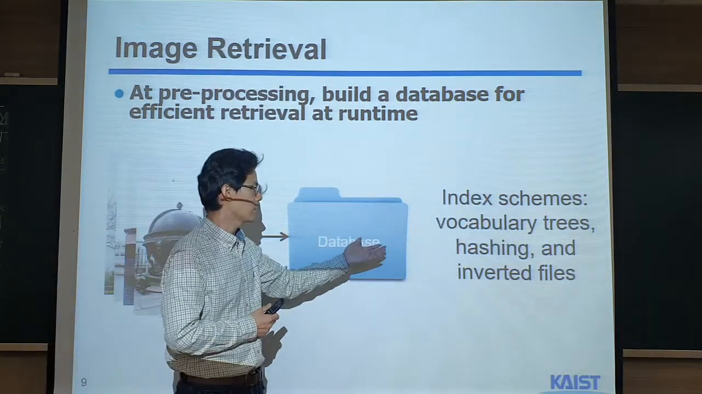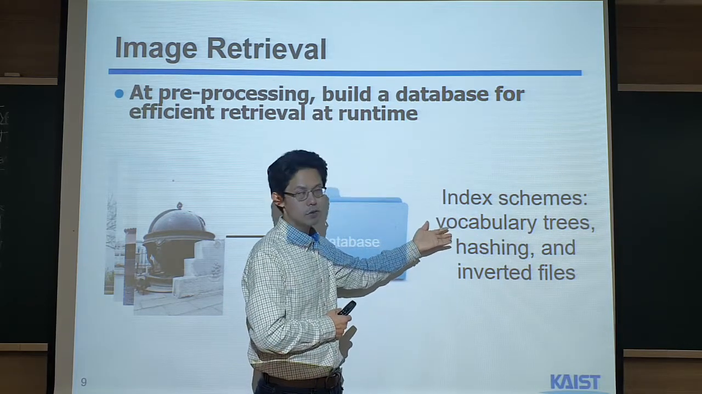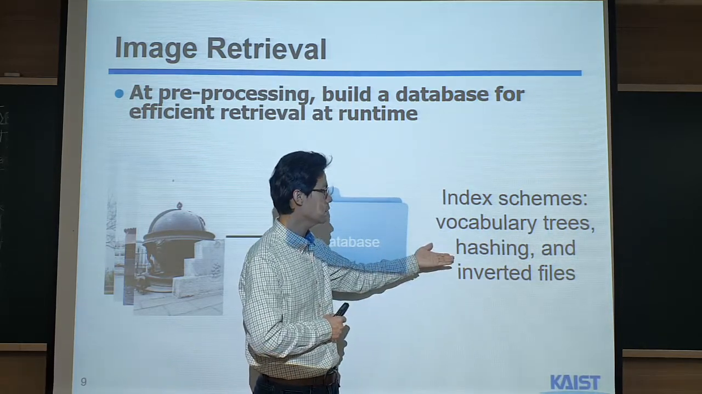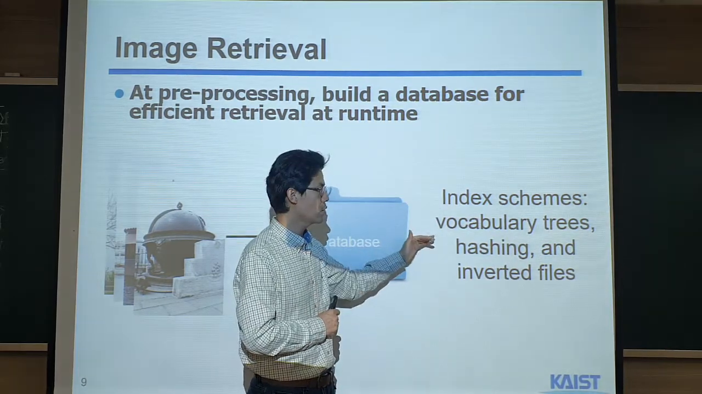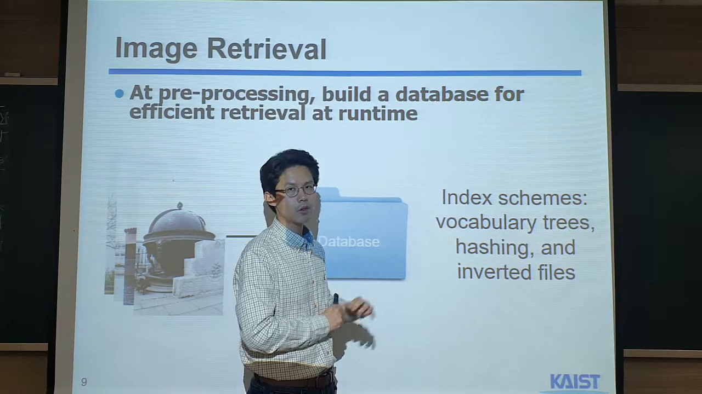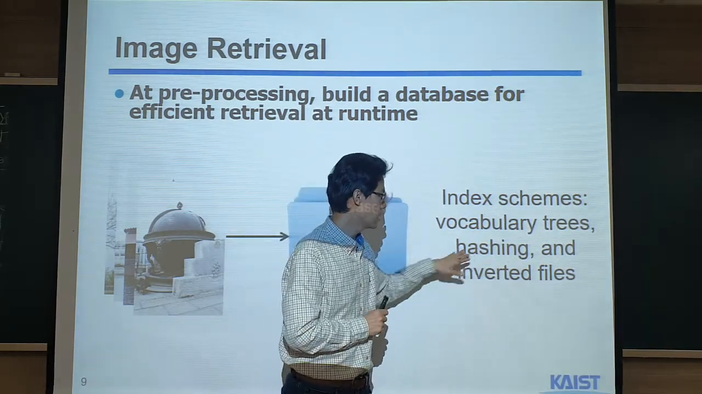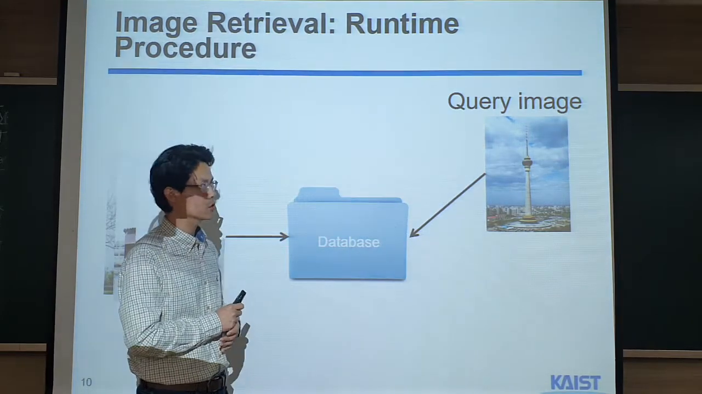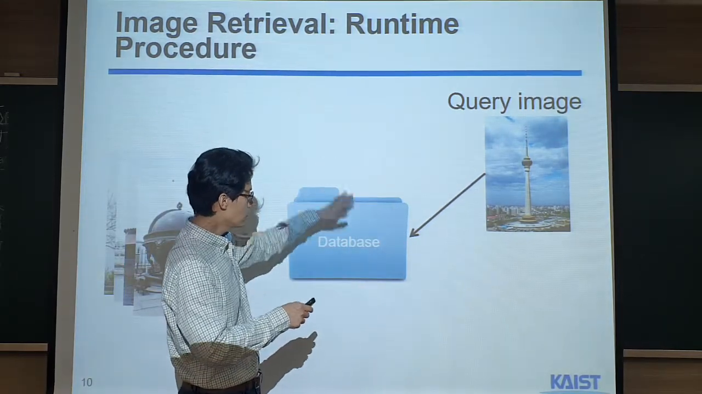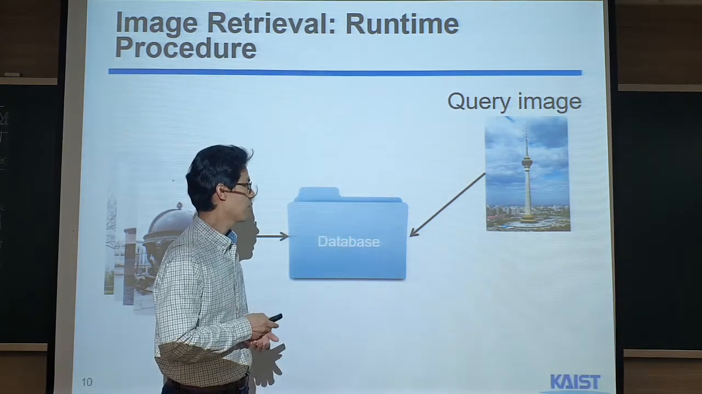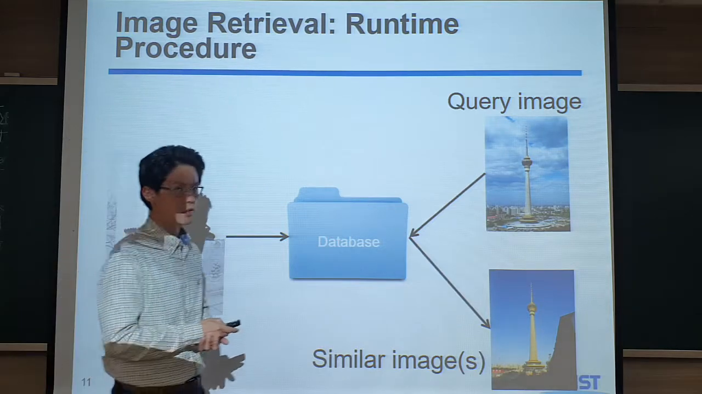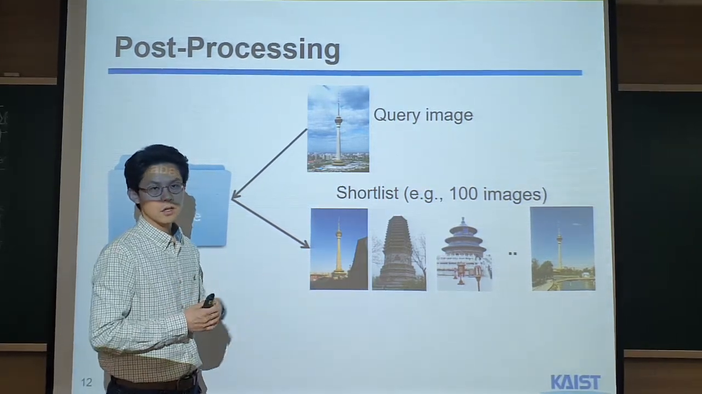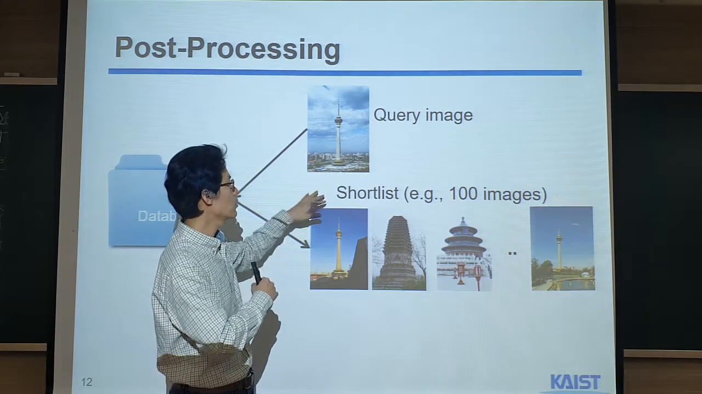As an example, there are many different index schemes. We'll briefly touch on the vocabulary tree, which is kind of old, but a very well-known technique. Some recent techniques come with hashing, which also compresses the image descriptor so that we can lower the memory requirement. Also, there are inverted files. We will get back to that later on. Once we build that kind of indexing structure, at runtime, given the query image, we go over the database and identify similar images. Typically we identify a short list. If you do a Google search, given your query, it identifies some web pages. Those are the short list.